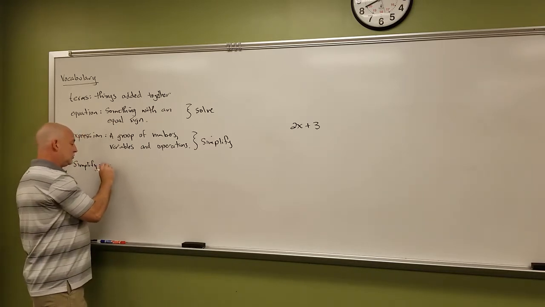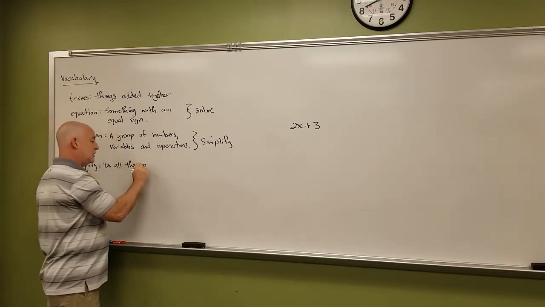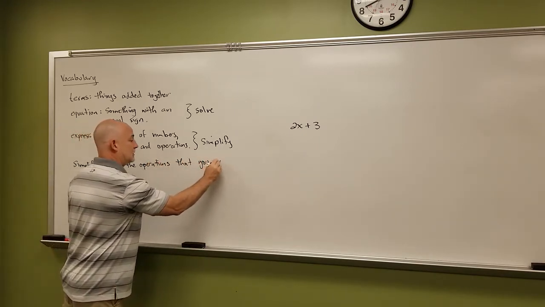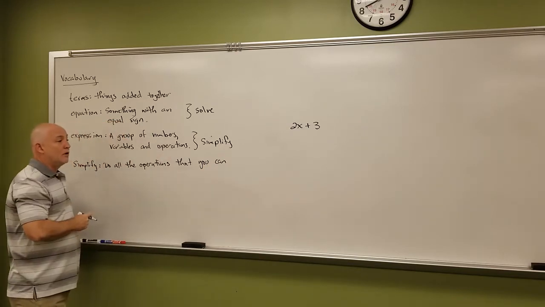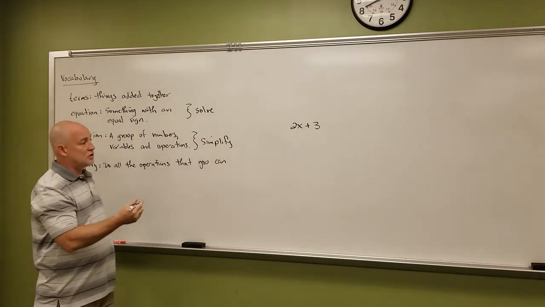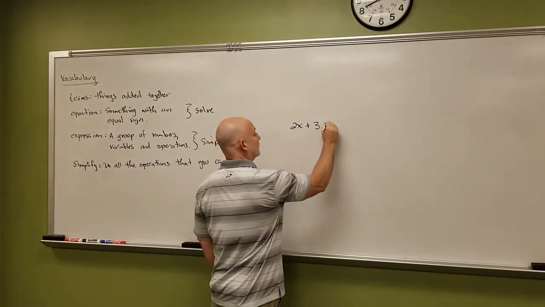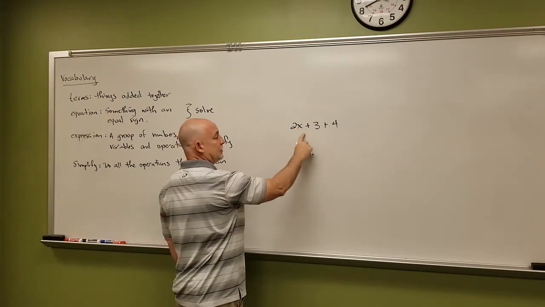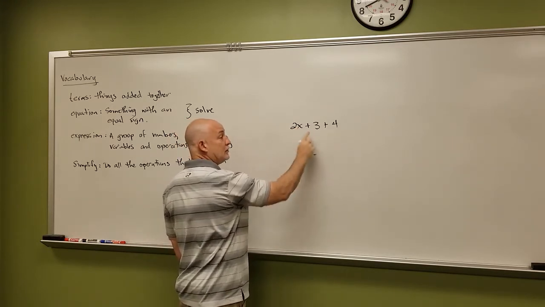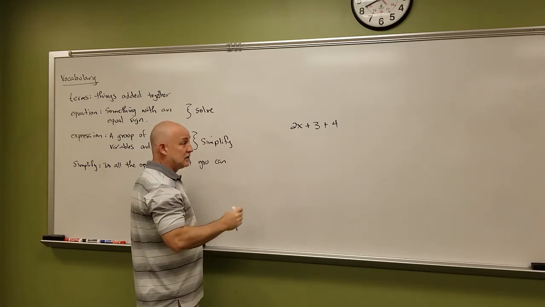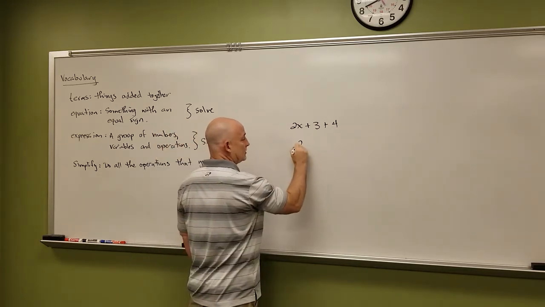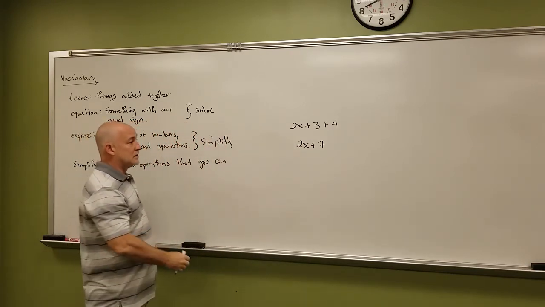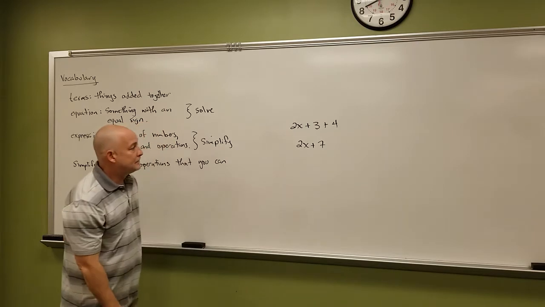So that's actually what it means to be simplified. It's telling you to do all the operations that you can. So there, all the operations are done that we are allowed to do. So if I were to change this a little bit and add another operation, let's say plus 4. Now we have 3 operations, multiplication and 2 additions. Now this addition over here we can do, which means this expression is not simplified. But as soon as we do that operation and we get, what, 2x plus 7, now that we can't do any more operations, this expression is simplified.